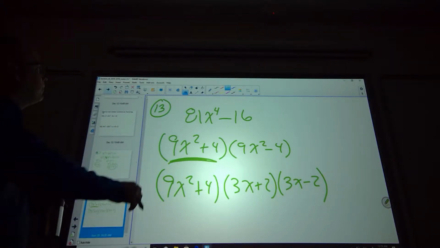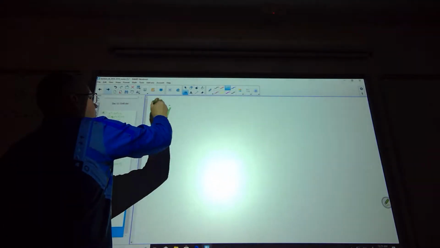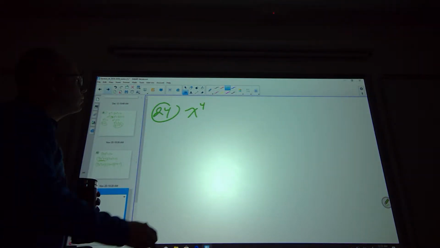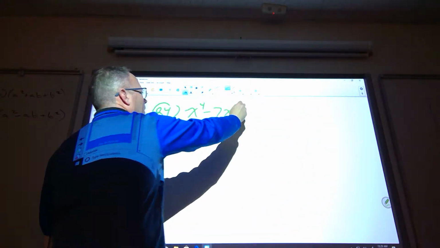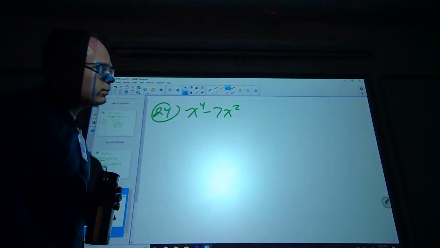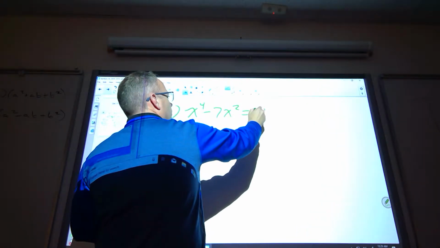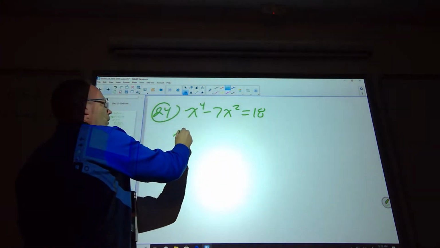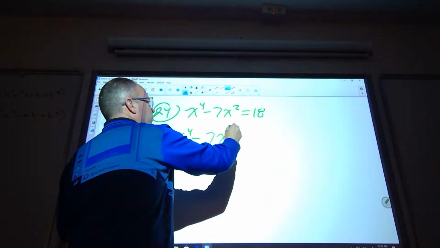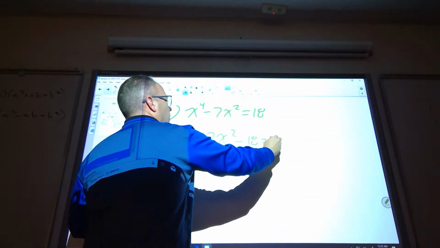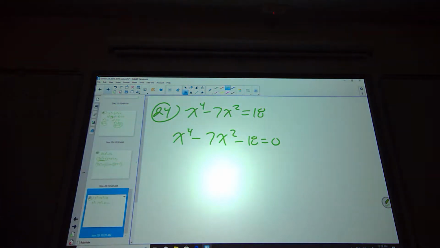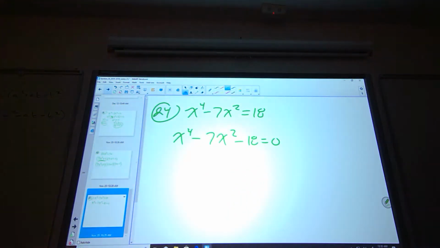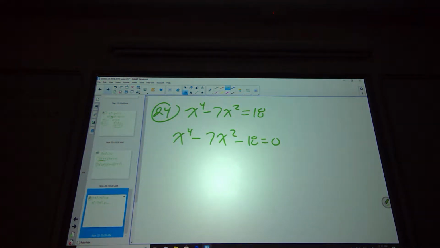The x to the fourth one. All right, x to the fourth minus 7x squared equals 18. That one? Okay. So we want to solve this. I need to bring the 18 over. Is that okay so far? Now I'm going to factor just like it would be normal.